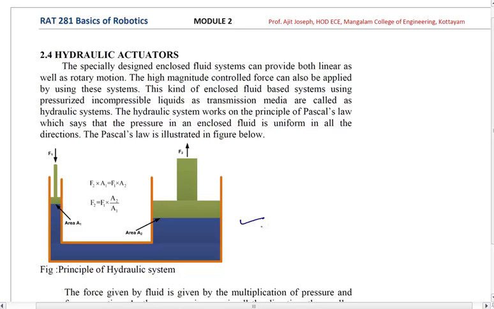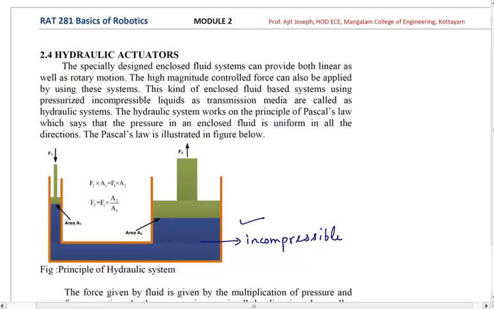Here we are having a liquid which is incompressible. That means it cannot be compressed to a lower volume, just like oil. Even water is incompressible, but for higher viscosity, we go for oil. So it is incompressible. That means you cannot compress it.